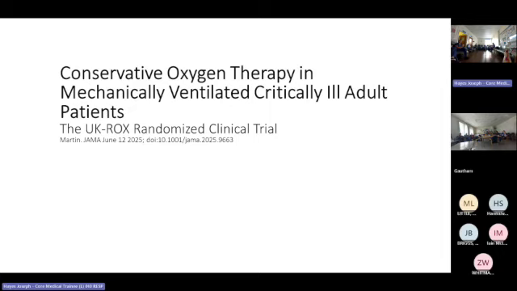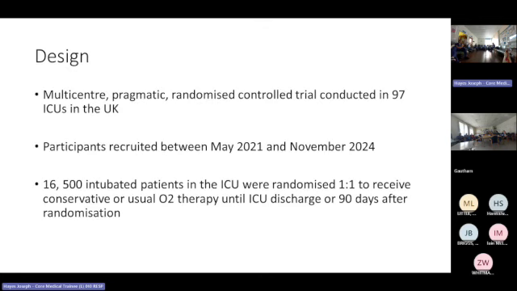Coming back to the UK-ROX randomised clinical trial, the design was that it was a multi-centre, pragmatic, randomised controlled trial conducted in 97 ICUs in the UK, as I said, including the ICUs locally. Participants were recruited between May 2021 and November 2024. The sample size was 16,500 patients, and they were randomised 1-to-1 to receive either conservative or usual oxygen therapy until ICU discharge or 90 days after randomisation.